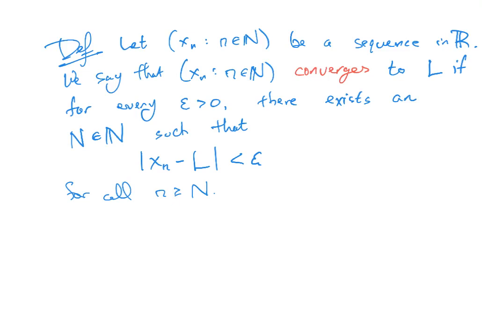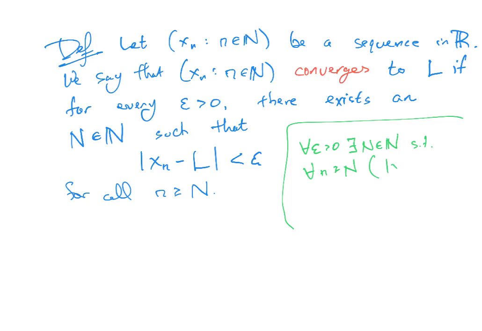If we wanted to abbreviate this, the abbreviation would be: for all epsilon, there exists a capital N such that for all n at least capital N, the following holds: |x_n minus L| is less than epsilon. I find this abbreviated version incredibly hard to read.